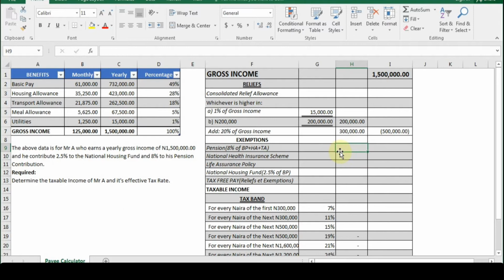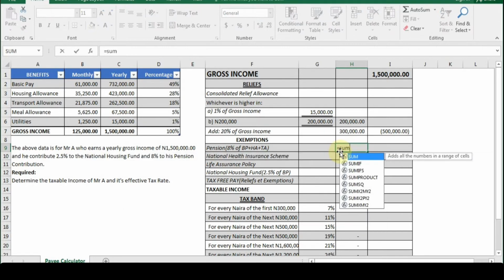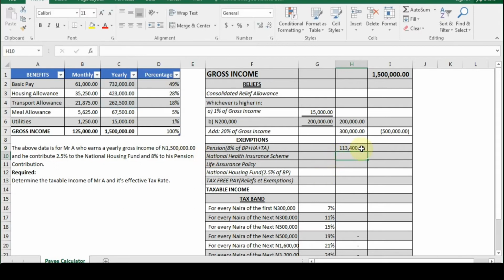So what we'll do here is equal to SUM. Let's pick the basic pay, the housing allowance. We are adding everything together. After adding everything together, we close the brackets, then multiply by 8%, that would be 8 divided by 100. So that's 113,400. So these are little formulas.